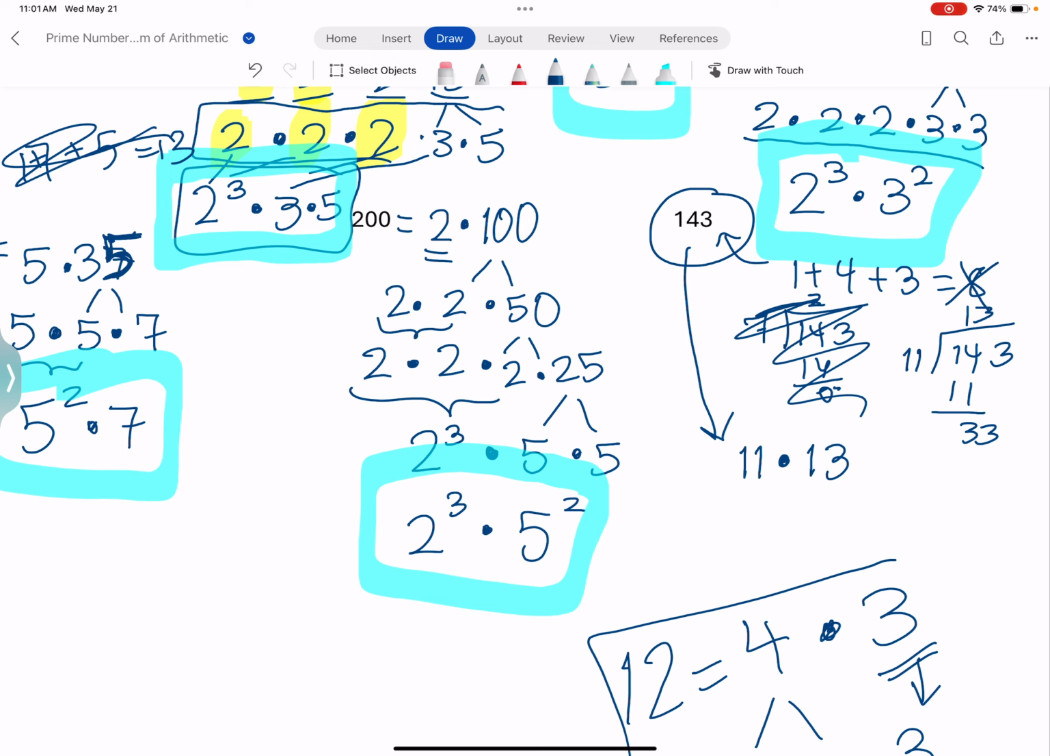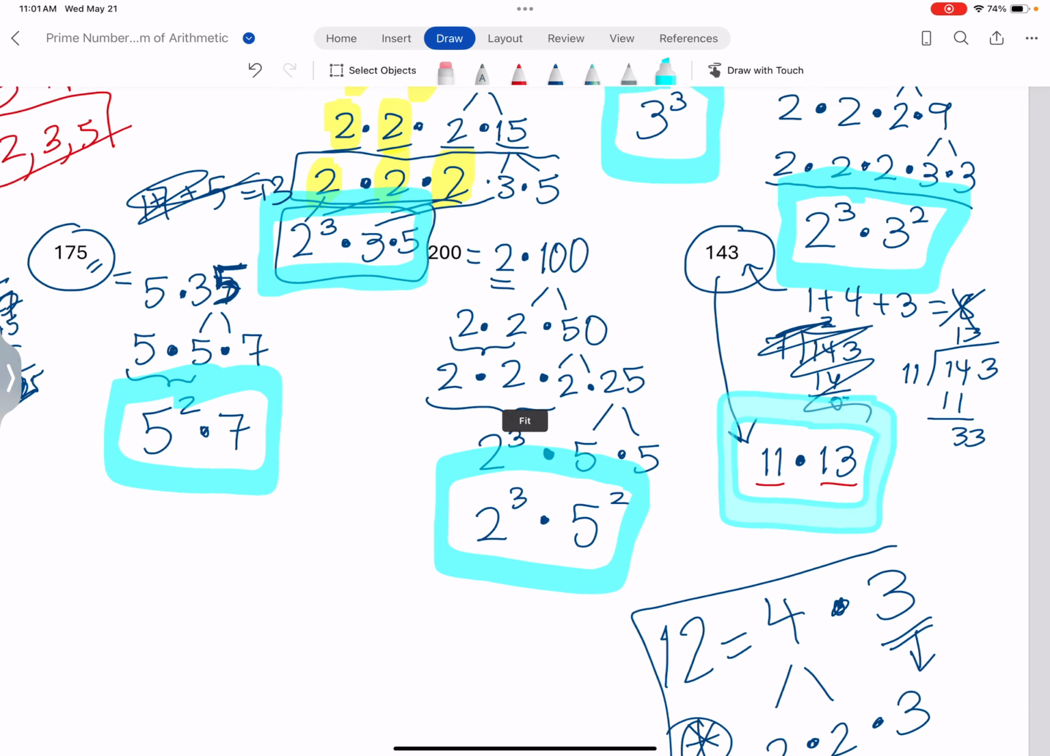And I'll check, okay, are both of those prime? If not, I have to break them down. No, they're both prime. Nothing divides into 11, nothing divides into 13. That's it. And that's pretty much the idea behind this section.